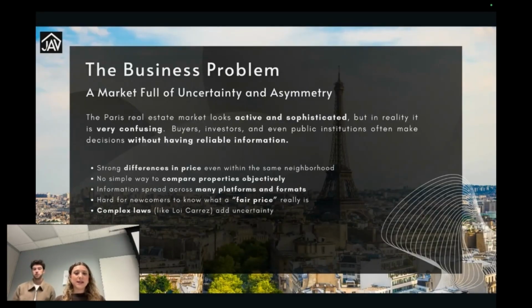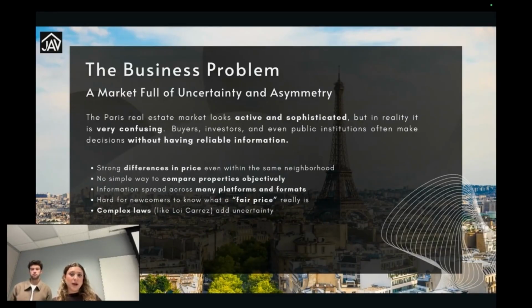Prices can change a lot from one street to another. There can be a lot of different types of prices. There's no way to really be sure how to compare all of this. There's a lot of information across multiple platforms, so you don't even know where to look. For people coming from abroad to Paris, to buy a new apartment or just to move there, they don't know what fair prices are.